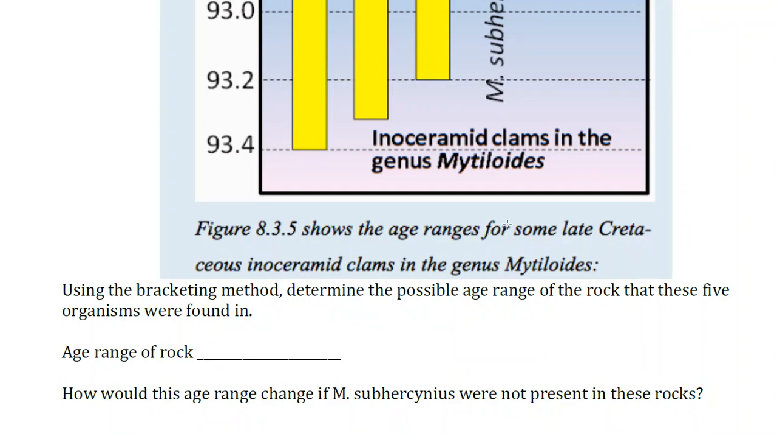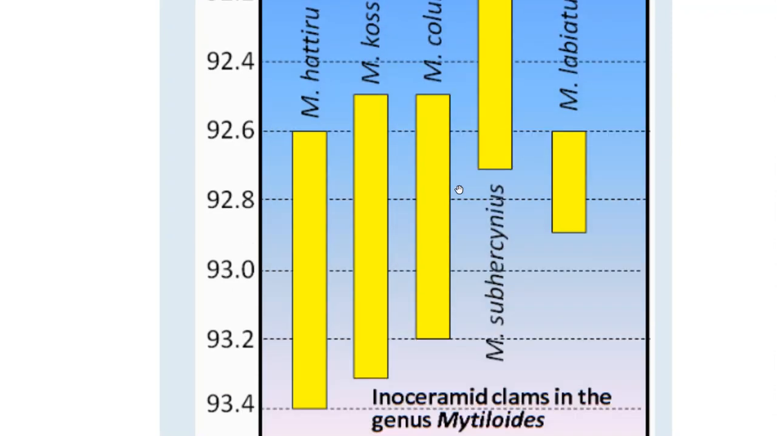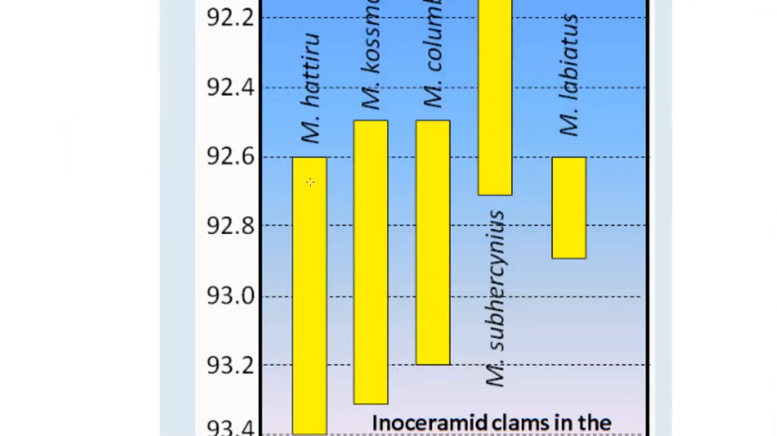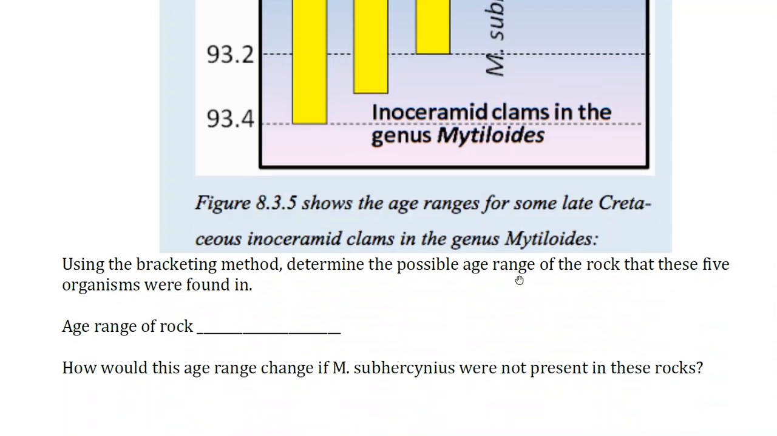All right, so looking at this bracketing method, you're figuring out when they all coexist in time. What possible age range for these five organisms were found in the rock? So we're looking at all five of these, right? If we look at all five, they're going to have a very narrow range, because really we can't go any older than this fossil here, Subhercenius. Subhercenius starts here at around 92.7, right? And then we can't go any younger than Labiatus here or Hituru here, because they both end at 92.6. So it has a very short duration, between 92.6 and 92.7. That would be the age range used in all five fossils.